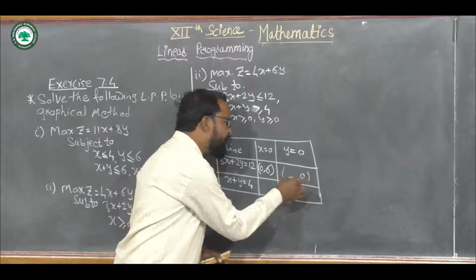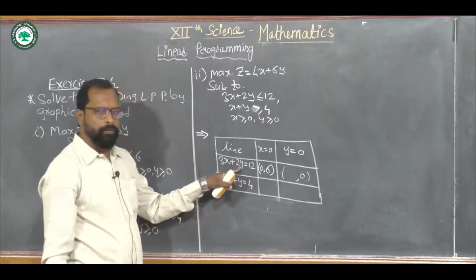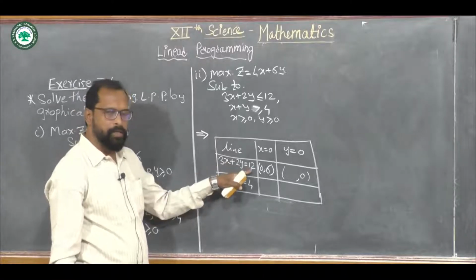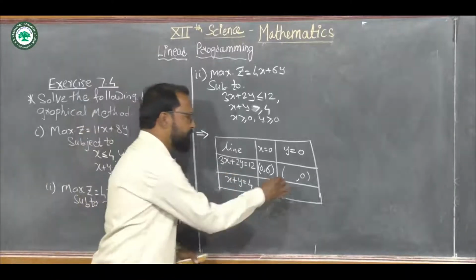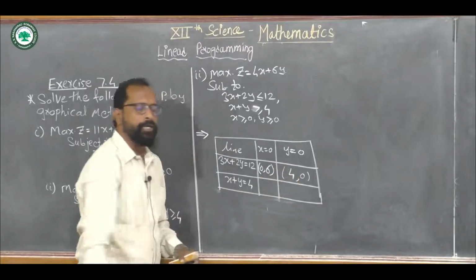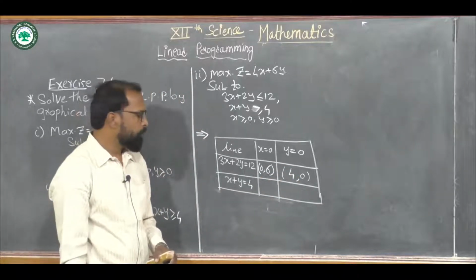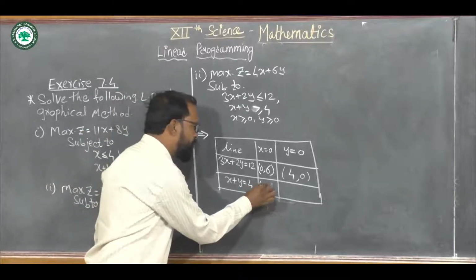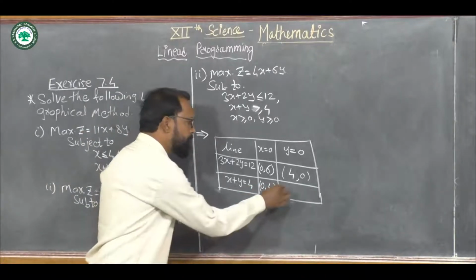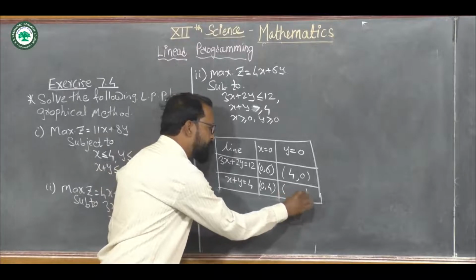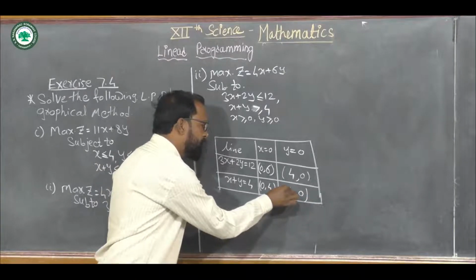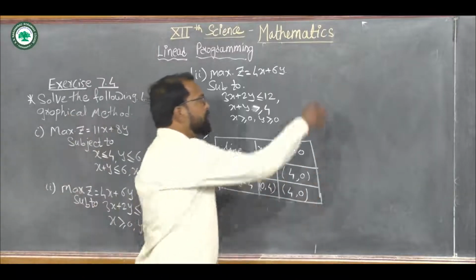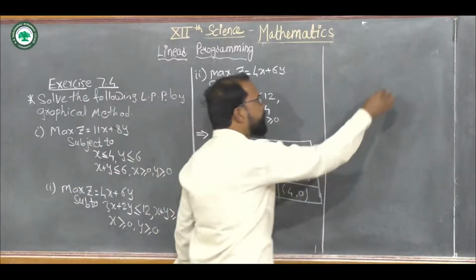Similarly, if we put y equals 0, we get 3x equals 12, which gives x equals 4. So the second point is 4, 0. Now similarly for the second line, if we put x equals 0, we get y equals 4. Similarly, if we put y equals 0, we get x equals 4. Now make a graph.